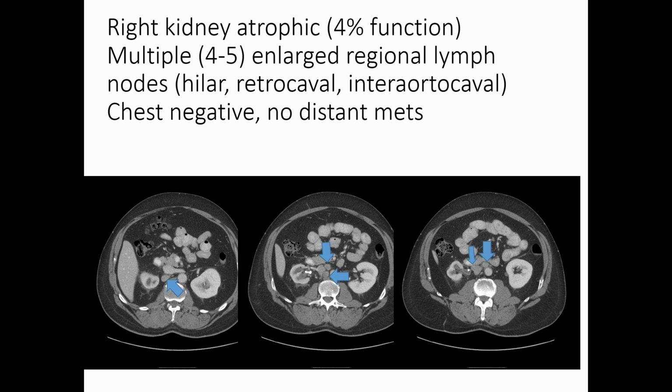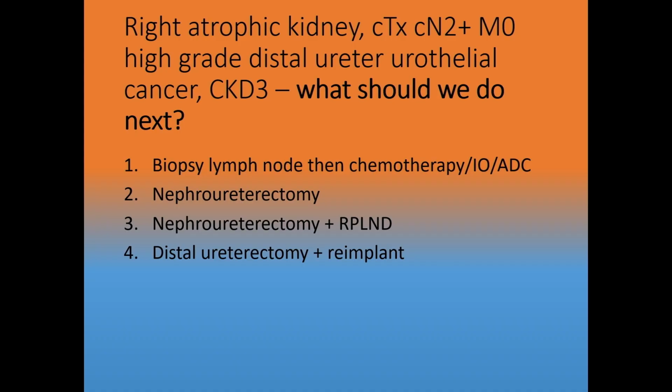There are multiple enlarged regional lymph nodes. You can see on the imaging there, hilar, retrocaval, interaortocaval. They're all to the right of the aorta, on the same side as the kidney. There's no evidence of distant metastatic disease. Okay, so if we were going to stage this, it's TX. We don't really know the local staging. TX, N2, M0, high-grade sessile cancer. The patient has CKD3. What should we do next?